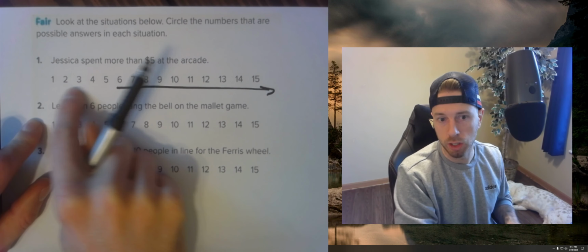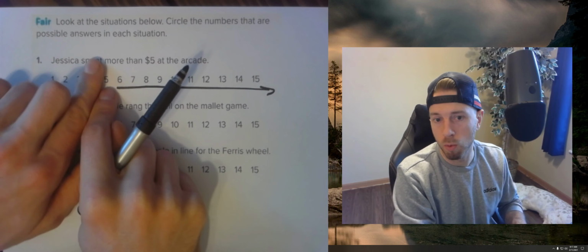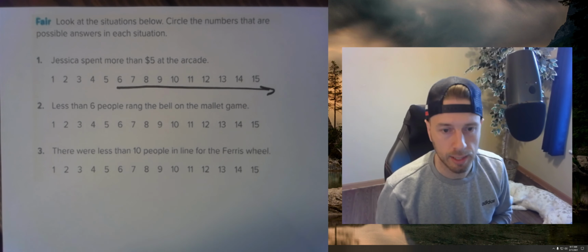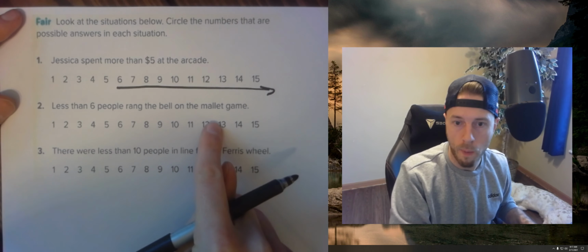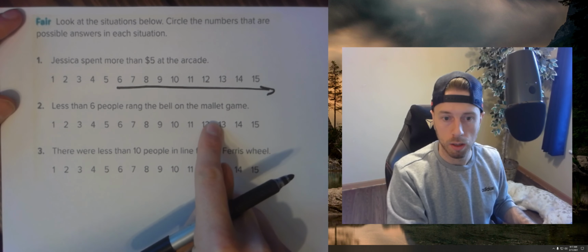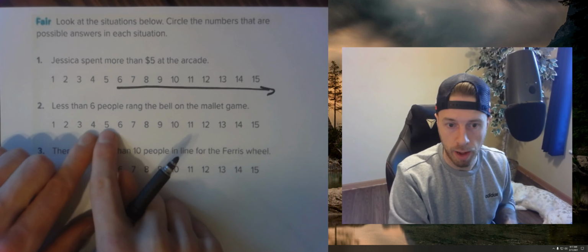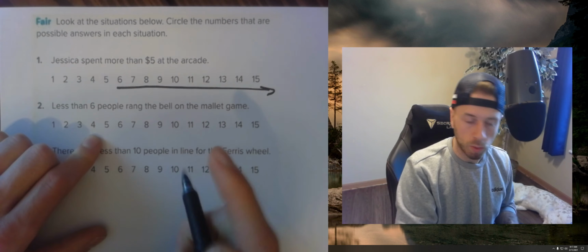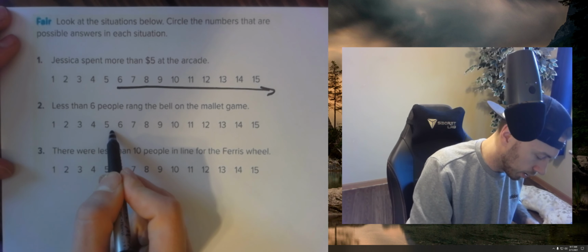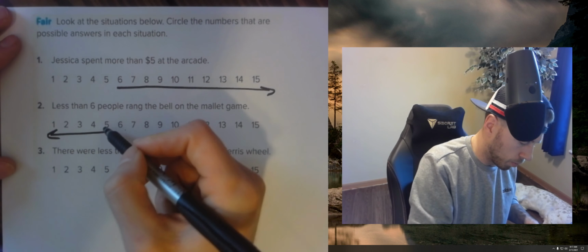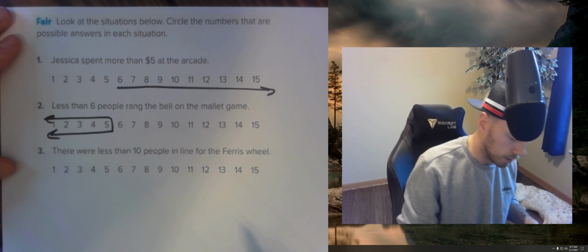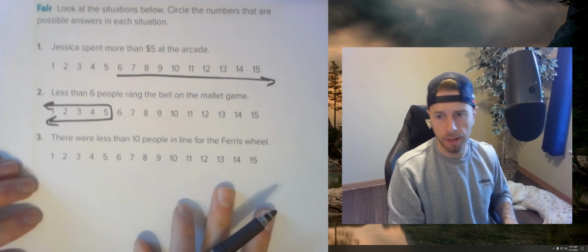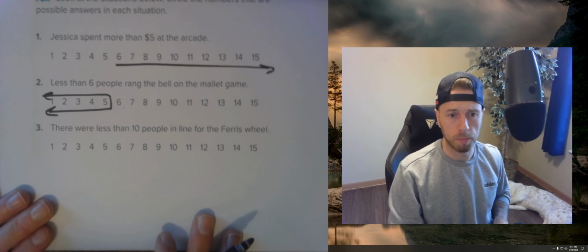We could show this on a graph and say, this is the money that she spent. This is not, right? She didn't spend $1, $2, $3, $4, or $5. She spent more than 5. This next one says less than 6 people rang the bell on the mallet game. That would be like 5 people or 4 people or 3 people. That wouldn't be 10 people or any of these numbers up here. So we would show that by graphing less than 6. It wasn't 6 people, but less than 6, all of these down here. This could be shown by graphing that direction.